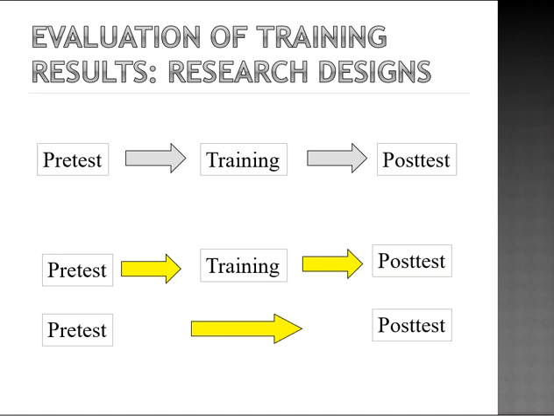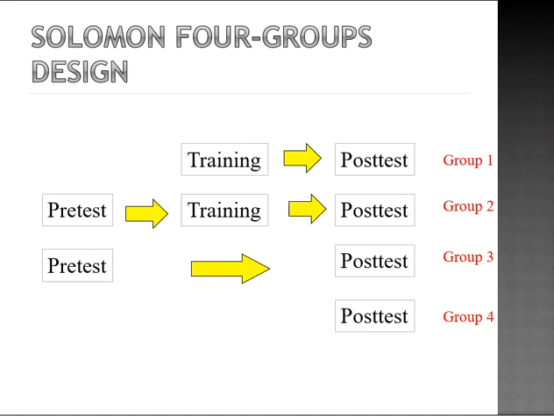We can learn a lot about the success of our training. So be familiar with the various ways and research designs we can use, in particular the Solomon four-group design, where you have training with post-test only, pre-test, training, post-test, pre-test, post-test, and then a post-test. It takes care of all the areas that we can think about, and allows us to get a really good picture of how effective our training may be.